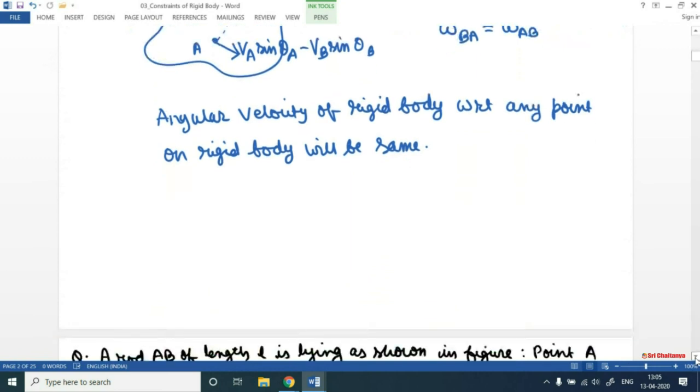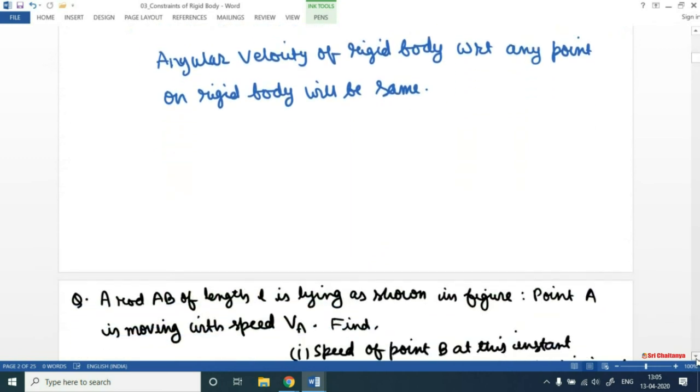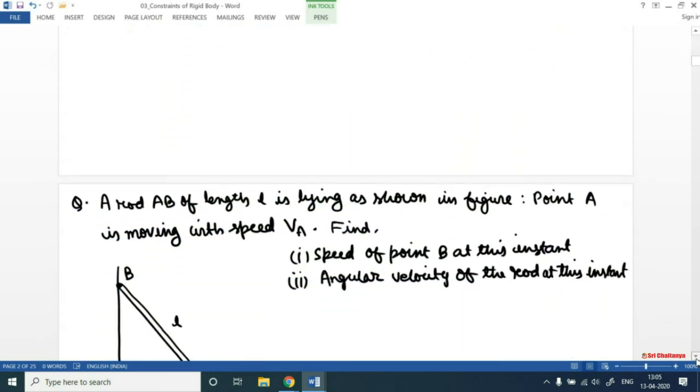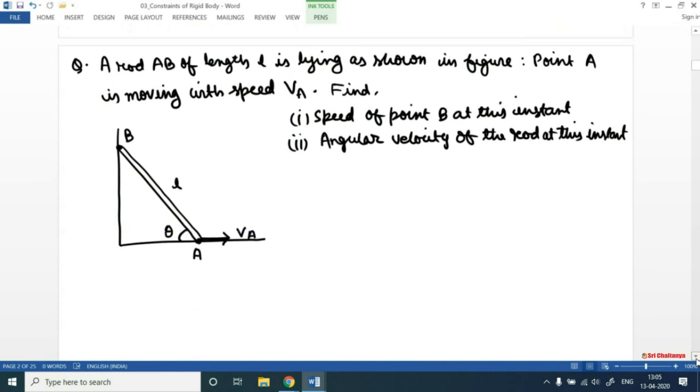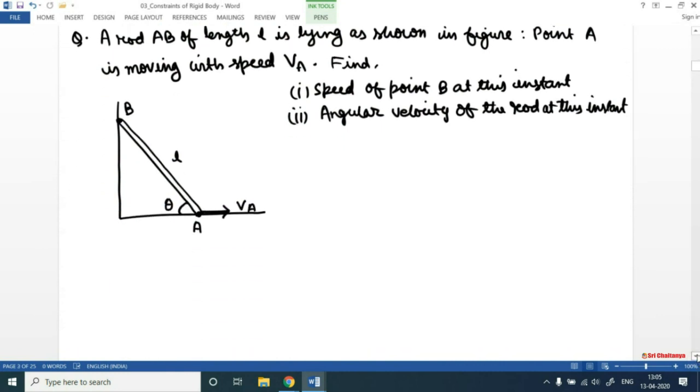Next thing, let's try to solve a few problems here. This is a very simple problem I have chosen for you. In this diagram, you can see that there is a wall and there is a floor, and a rod AB of length L is lying as shown in the figure, and this point A is moving with velocity VA.